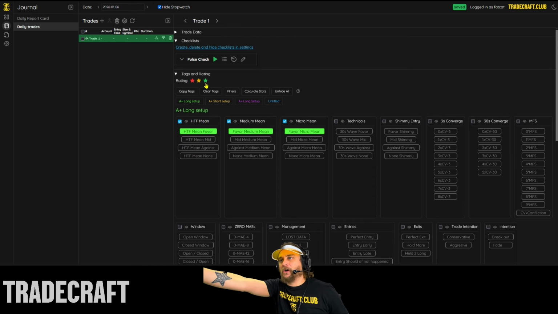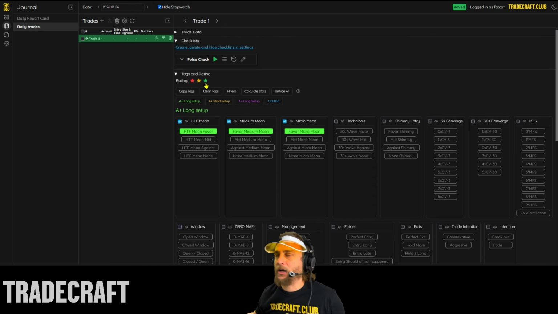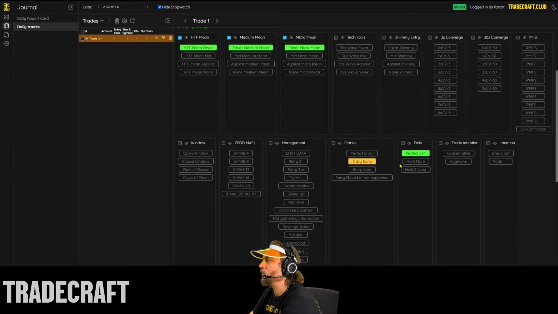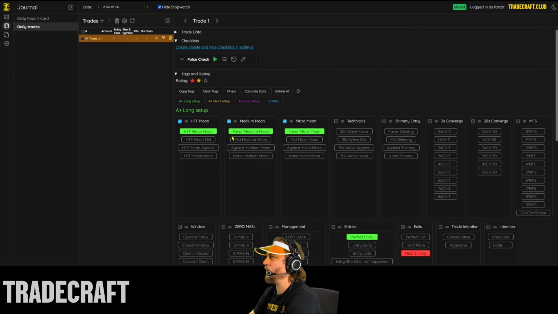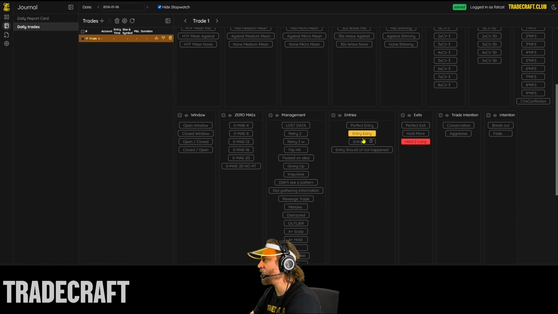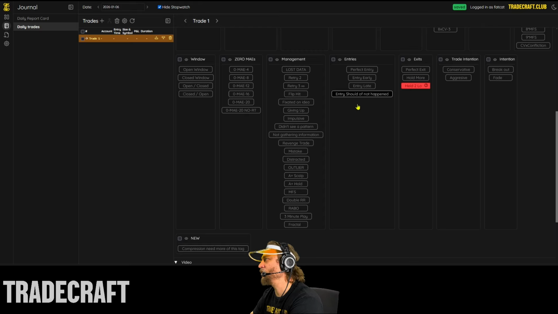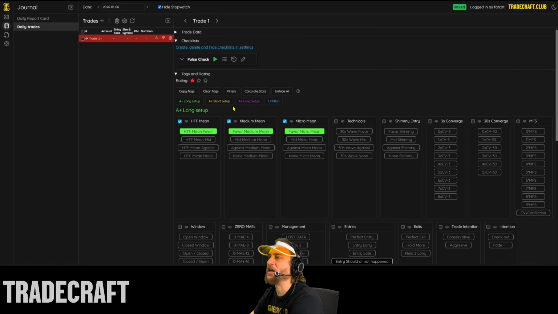You can filter out stuff with your rating. So for me, a rating of a green star is going to be a perfect entry and perfect exit trade like this. Okay. If I have an early entry, it'll be a yellow star. If I have a perfect entry and I held too long, it'll be a yellow star. If the entry was early and I held too long, it'll be a yellow star. If the trade should have just not happened, it goes down to a red trade.